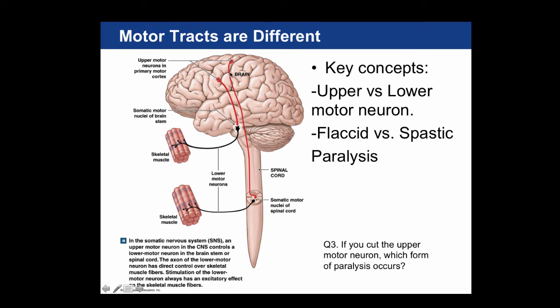We have 2 different tracts here, so let's follow the longer one. This is the most common one that we see. It begins in the primary motor cortex. It will descend down through the brainstem into some level of the cord. It will synapse in the somatic motor nuclei in the anterior gray horn. And then we'll see a second neuron that will leave and target a skeletal muscle. The red is the upper motor neuron, and the black is the lower motor neuron.